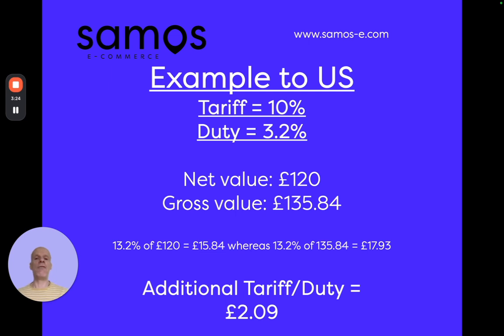But essentially, if you're sending something through and you know the net value of that product is, say, for example, £120, your system is actually declaring 135.84, because what it's doing is adding the tariff and the duty, which is 13.2% all in all, to the declaration value. So what you end up doing is paying 17.93 in duties and taxes rather than 15.84. So it's essentially you're paying additional duty and tax on a shipment like that of 2.09. And if you're doing this regularly, you'll know that this is an absolute pain.